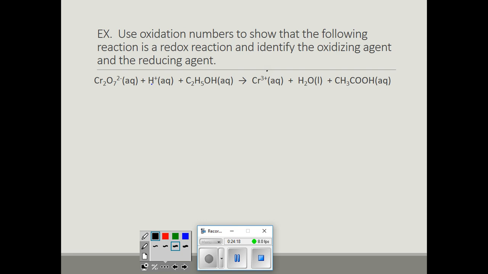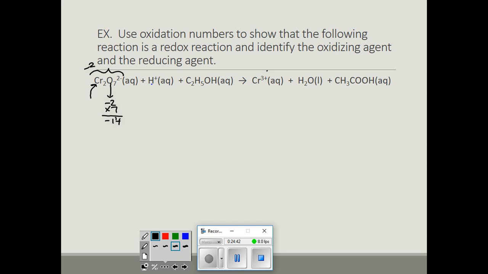I'm just going to show you the oxidation numbers for all of these substances, and that way if anyone has any questions, they can ask. If I take this big polyatomic ion here, it has to add up to -2. Each oxygen is -2, and there are 7 of them. So I have 14 negative charges altogether.